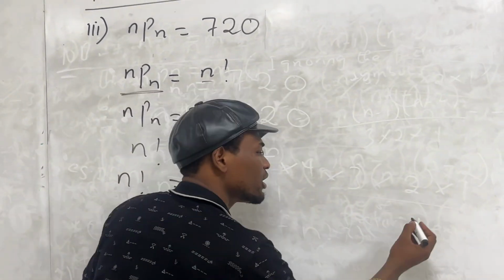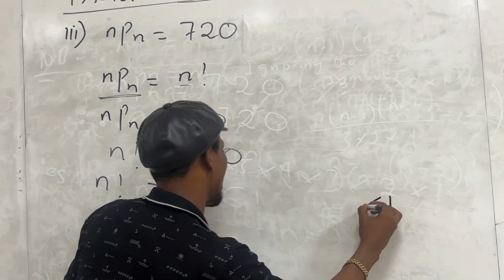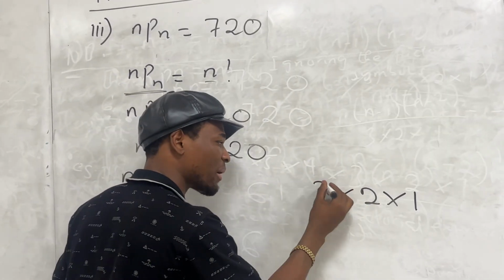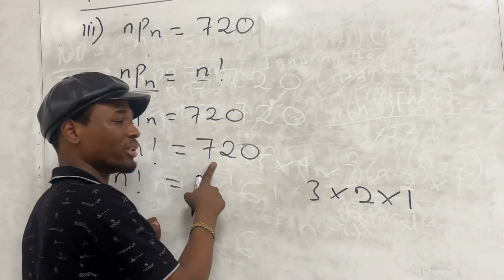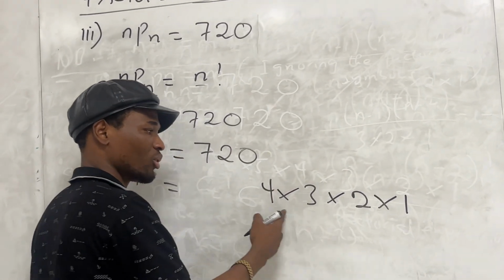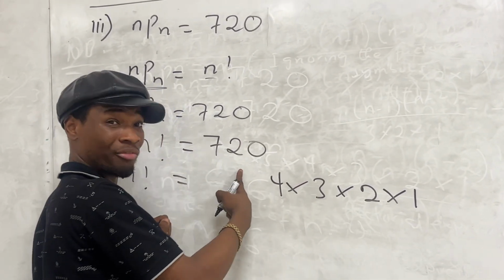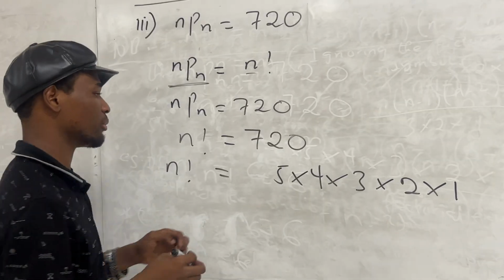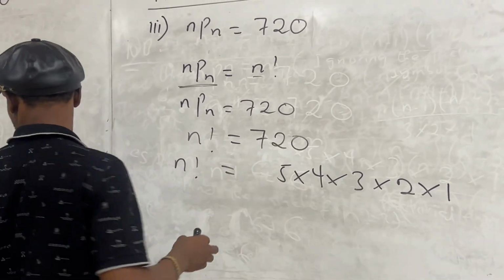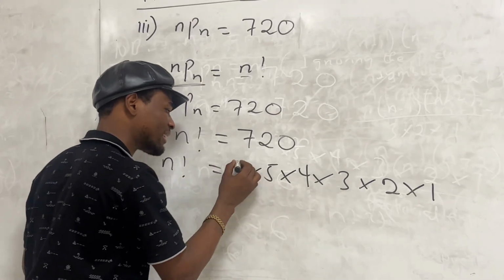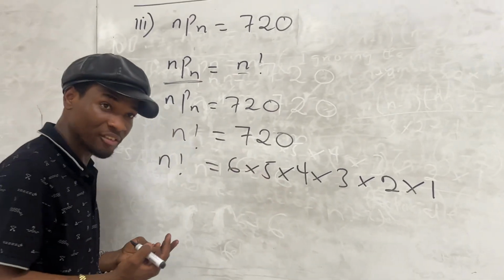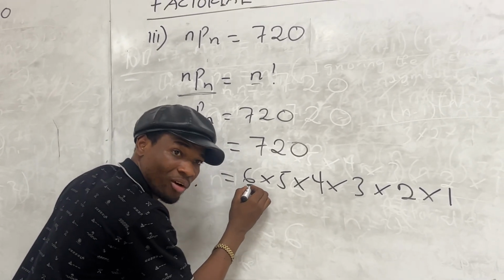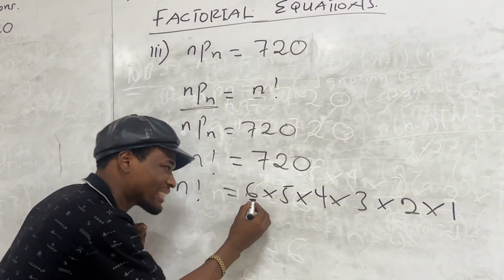So we start the multiplication from 1, then times 2. It's not up to 720. Multiply this by 3, which is 6. It's not up to 720. Multiply by 4, it's 24, not up to 720. Multiply by 5, you have 120. If you multiply this by 6, you have 720, because I'm ending at 6. So it assumes 6 factorial.